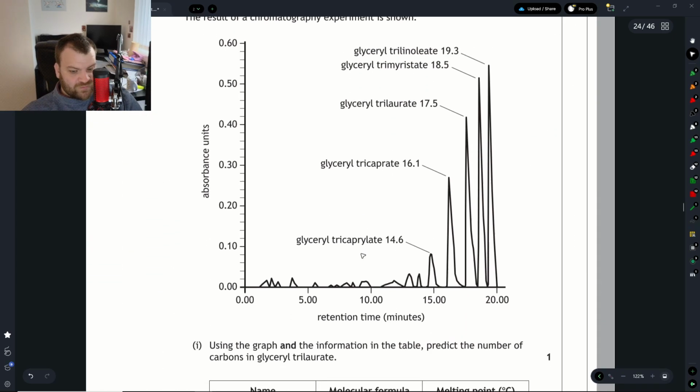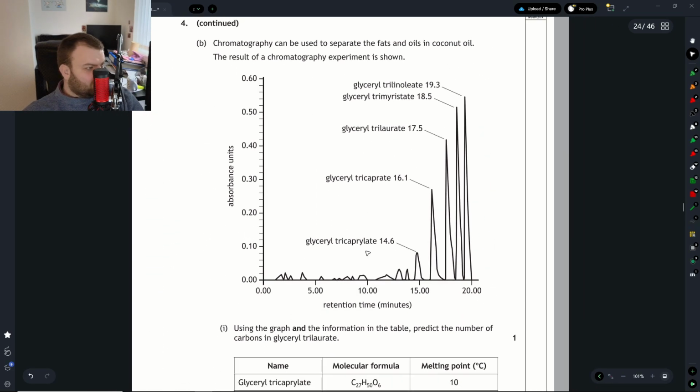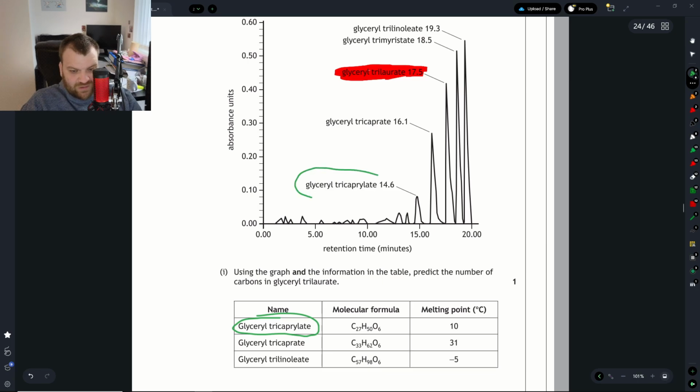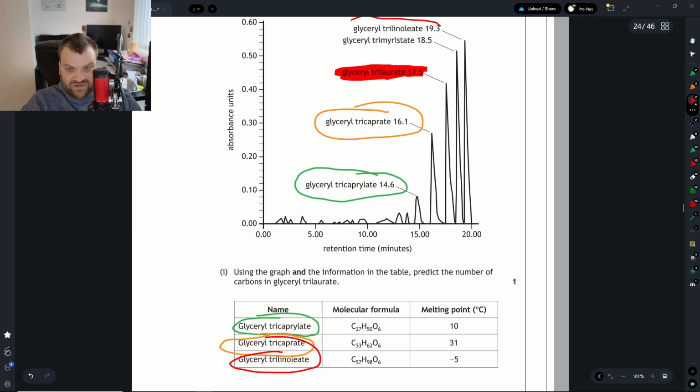Next up, we have a chromatogram showing the separation of fats and oils in the coconut oil. We are asked to predict the number of carbons in glyceryl trilaurate. Let's find that one. That is that chemical here. We have to use the information in the table. So, the chemical with the lowest retention time has the least number of carbons. The one with the middle number of carbons has this one here. And then finally, we have the linoleate, which is up here.